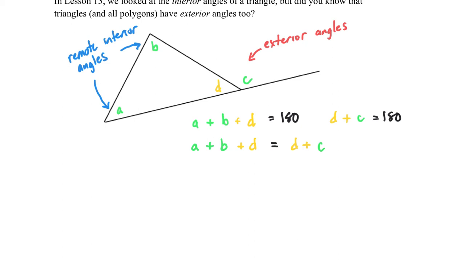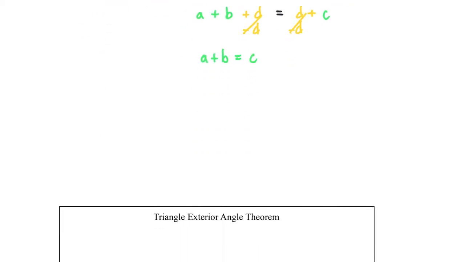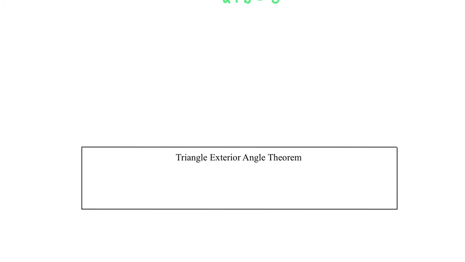And now I can just subtract angle D from both sides. And what am I left with? I'm left with angle A plus angle B equals angle C. So that's just a proof that shows you that this angle plus this angle equal the exterior angle every single time. And that has a name. It's called the triangle exterior angle theorem.